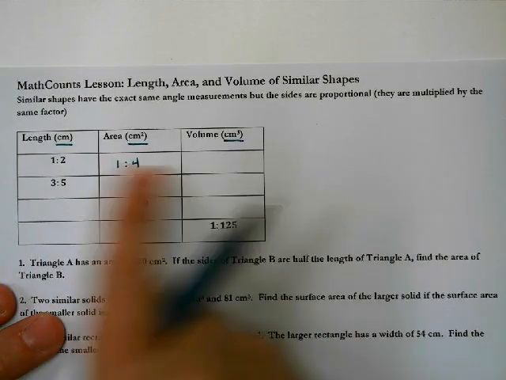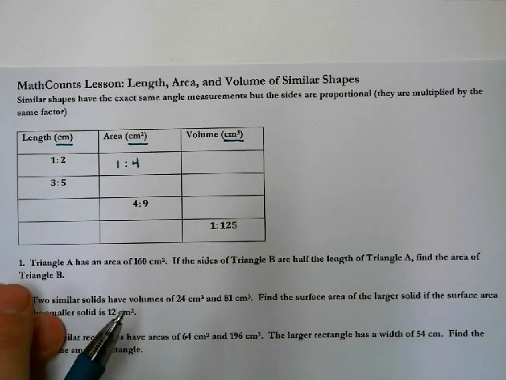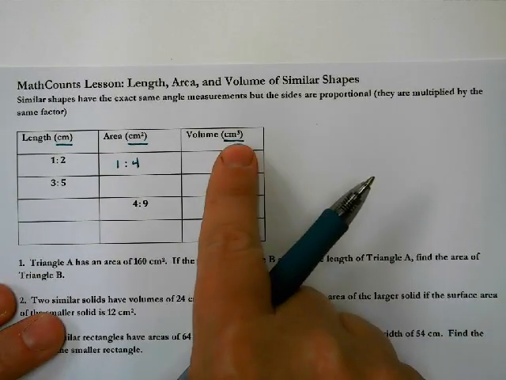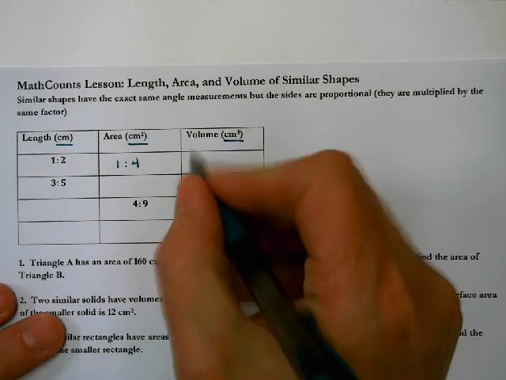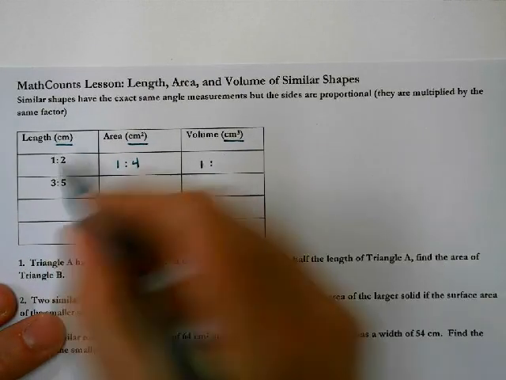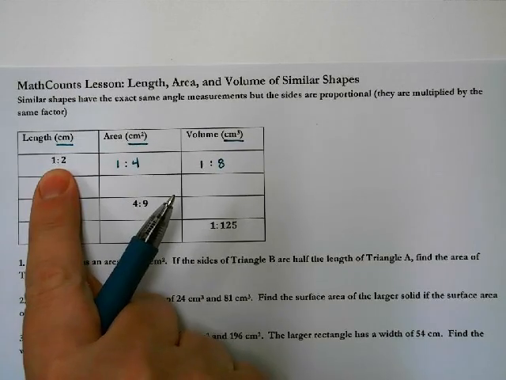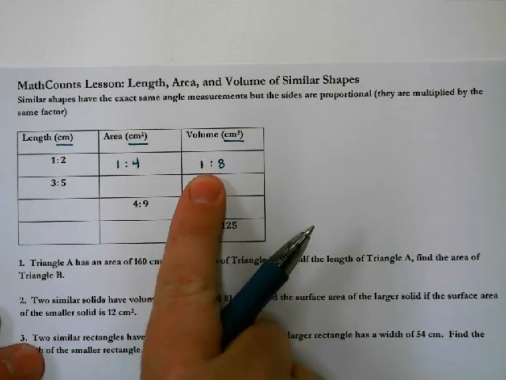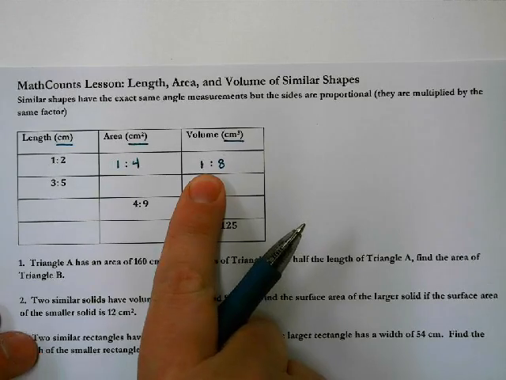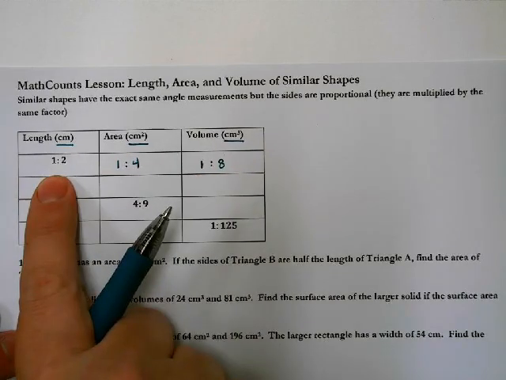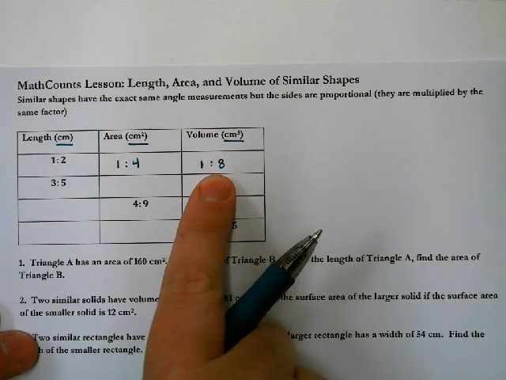Now volume, if you're doubling the length, you're going to double the width and you're going to double the height. So actually we're going to take it to the third power. So 1 to the 3rd power would be 1, and then 2 to the 3rd power would be 8. So if your ratio of lengths is 1 to 2, the volume ratio would be 1 to 8, meaning the bigger one would be 8 times as much volume. The size has doubled, but the volume has gone up by 8 times.